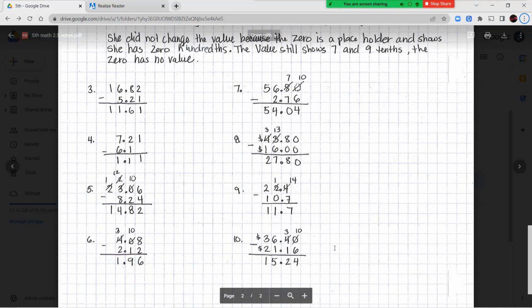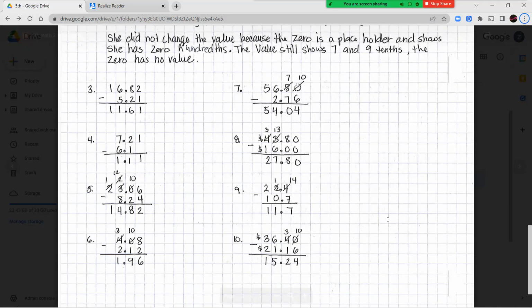And for my last question, number 10, I had 36 and 40 hundredths, take away 21 and 16 hundredths. I couldn't do the 0 take away 6, so I borrowed from the 4. So my 0 became a 10, and my 4 became a 3. 10 take away 6 is 4. 3 take away 1 was 2. I dropped my decimal point. Then 6 take away 1 is 5, and 3 take away 2 is 1, leaving me with a difference of $15.24, or 15 and 24 hundredths.